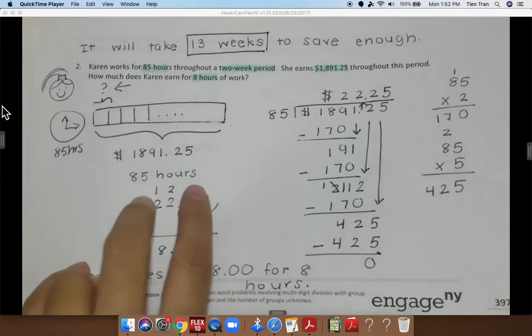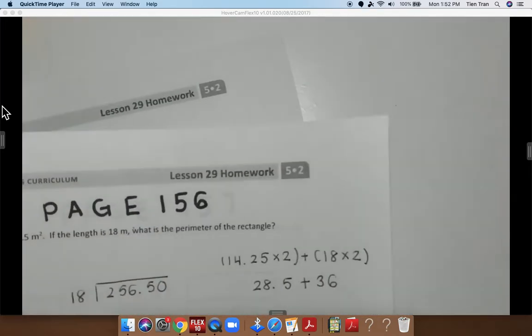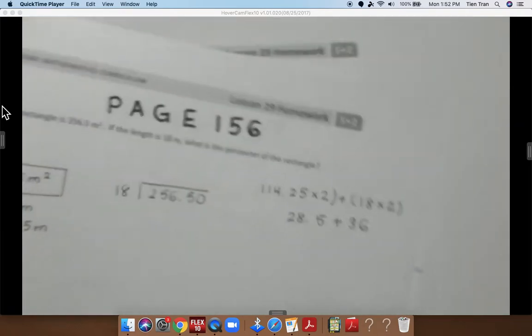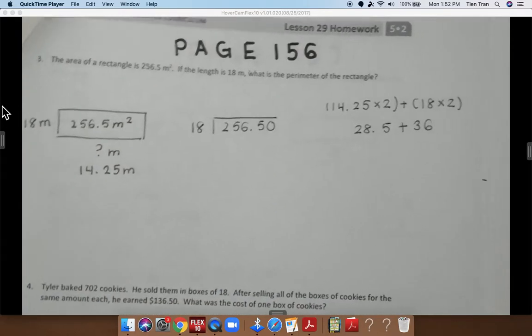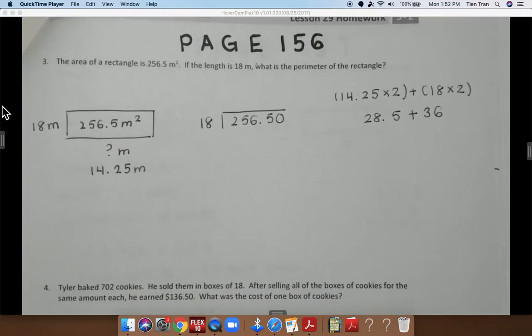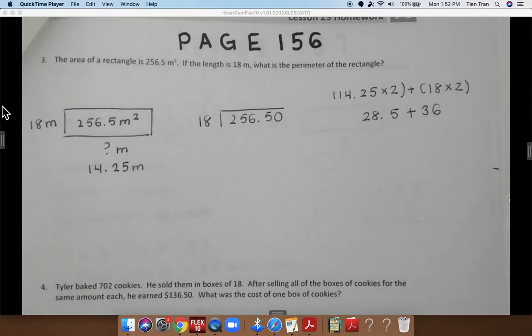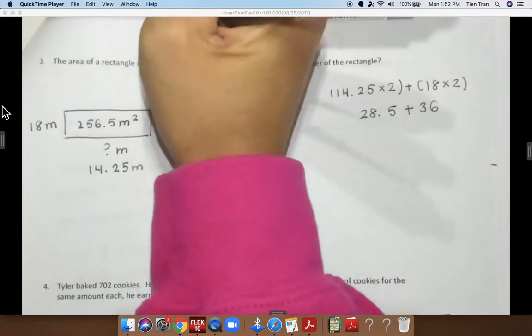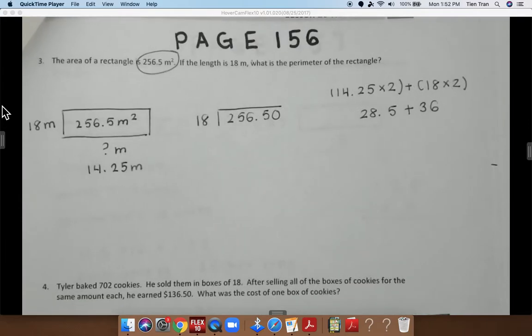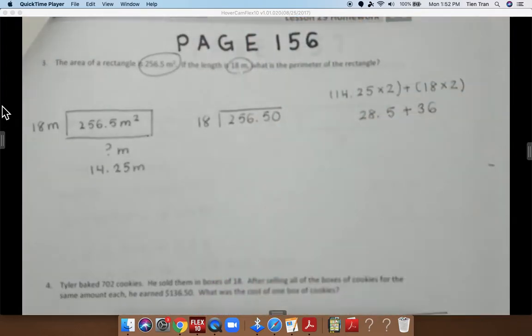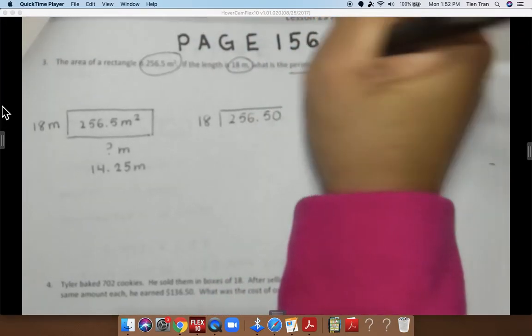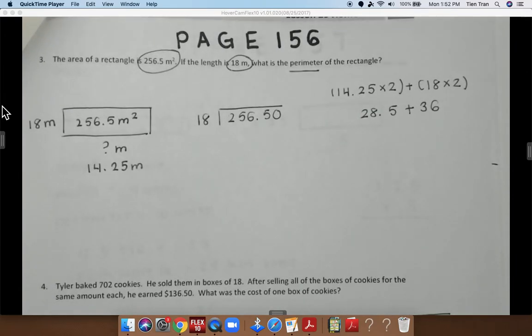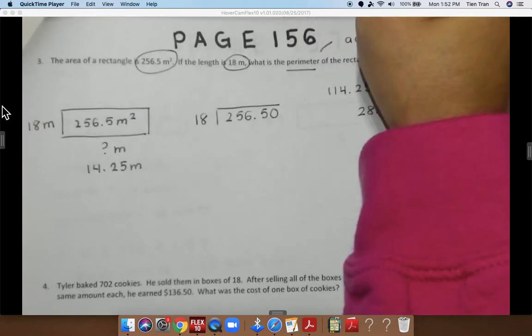Okay, now you're going to turn the page. We are working on problem number 3. Problem number 3 says the area of a rectangle is 256.5 meters squared. If the length is 18 meters, what is the perimeter of the rectangle? To find the perimeter of a rectangle means that you're adding all sides.